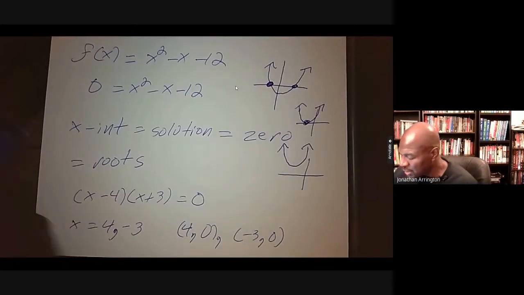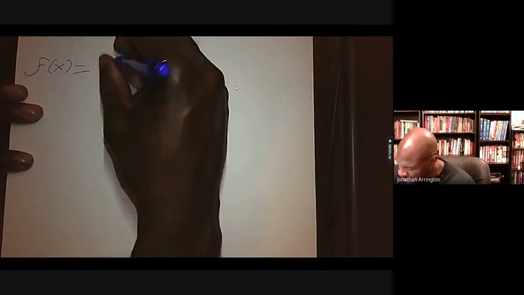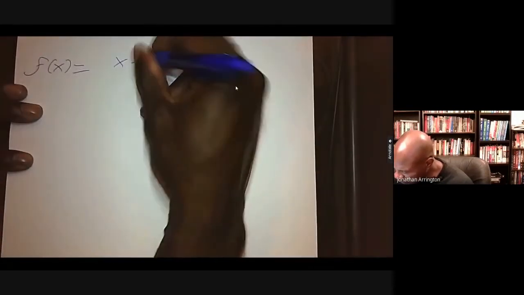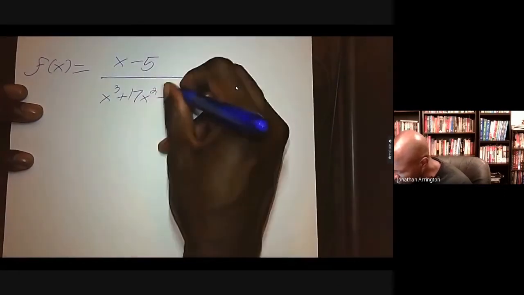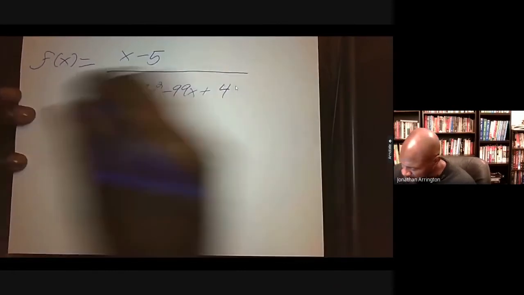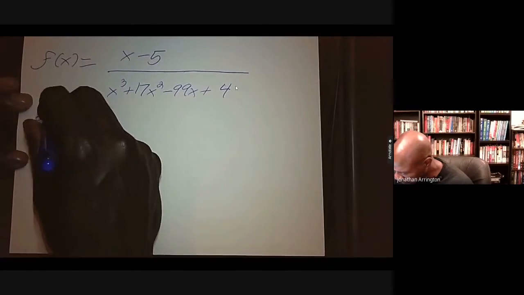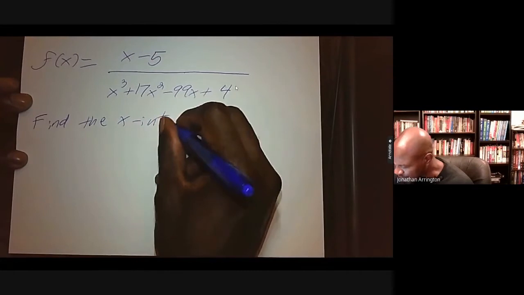All right, so let's just look at a few more examples of finding x-intercepts of different types of functions. See if we can handle this. So these are just examples we're looking at here. Let's take another function, f of x is x minus 5 over x cubed plus 17x squared minus 99x plus 4. And I want to find the x-intercept of this guy.